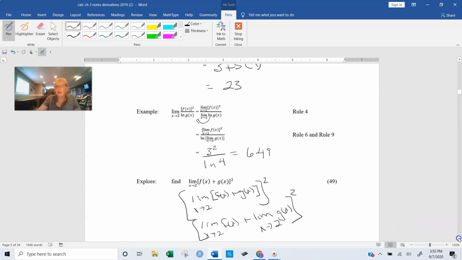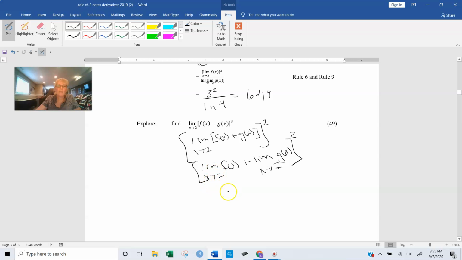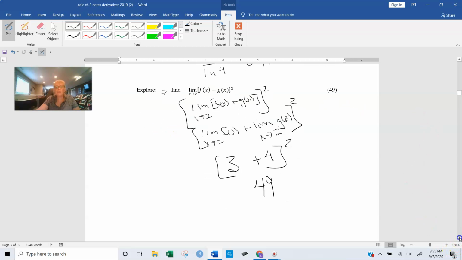So now I have the limit of f of x is 3. The limit of g of x is 4. Square that. 7 squared is 49. So the limit of this function is 49. Not too bad so far, right?